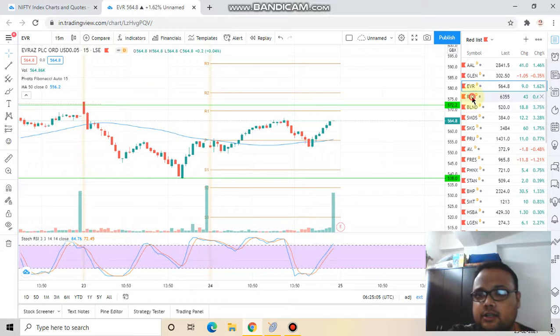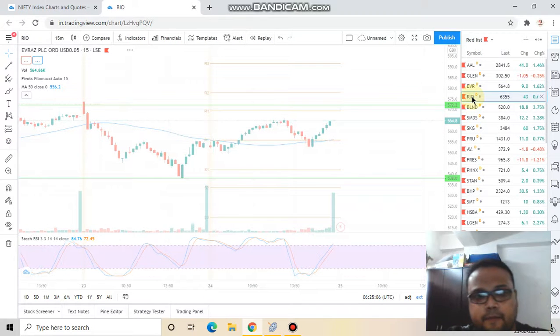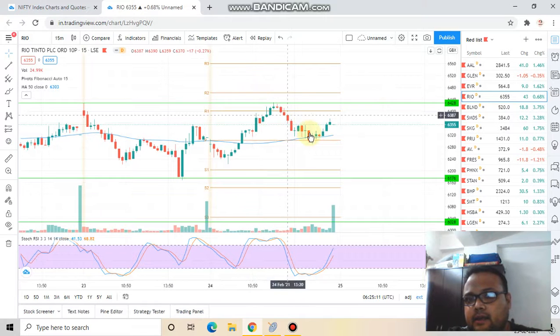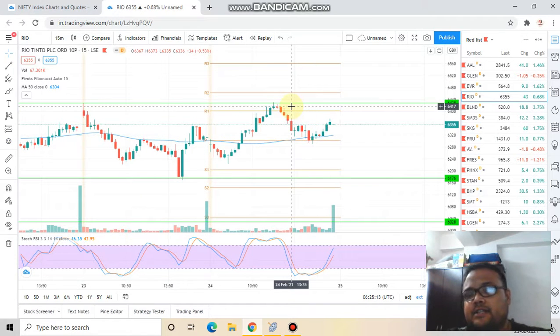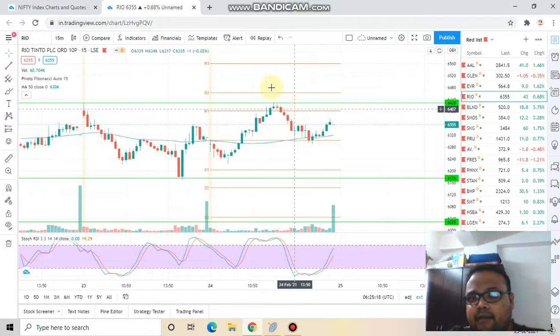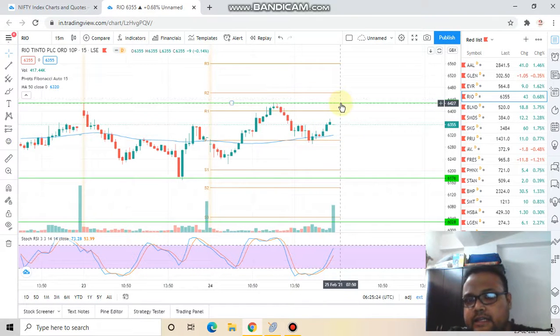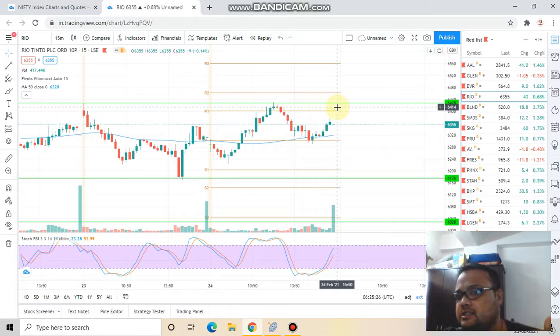Okay. So the third stock is Rio Tinto. Same goes with Rio again. LTP or the last traded price was 56355, and two important levels for the day are 6428 and 6176. If it hits this level, shows some reversal sign, sell off.